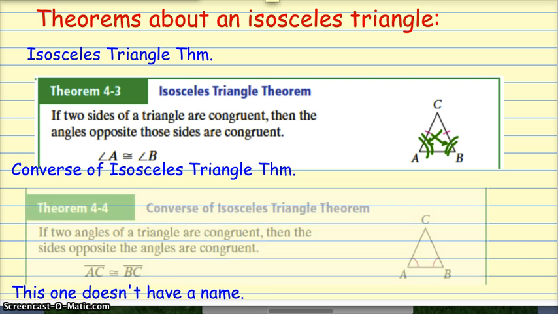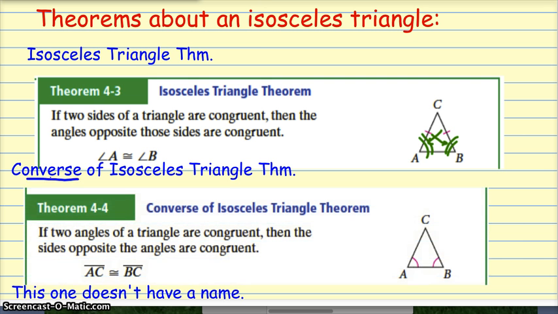The converse, and if you remember, a converse is an if-then statement reversed. So it's saying the same thing but backwards. This one says that if two angles of a triangle are congruent, then the sides opposite those angles are congruent. So look at what's marked here. What's marked are the base angles, so the sides opposite those base angles are congruent.